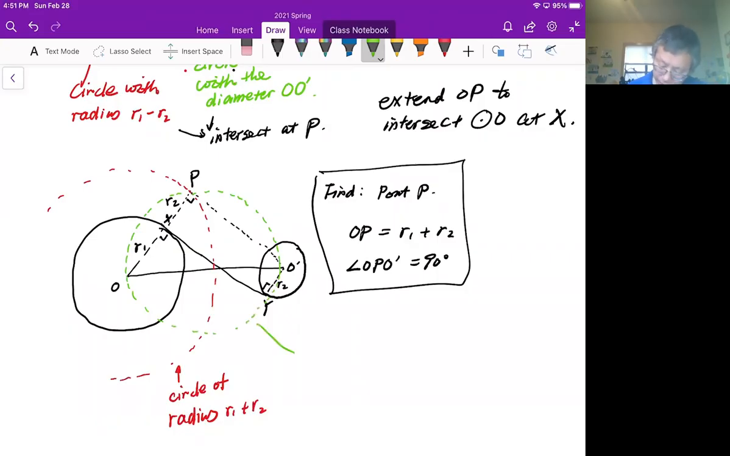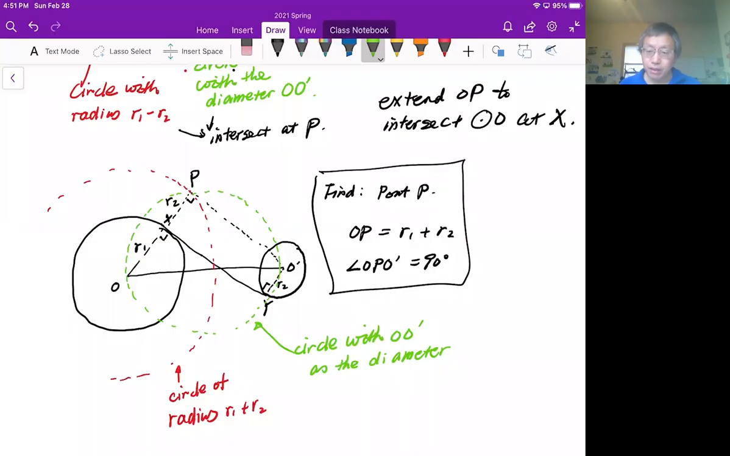So this is a circle with O and O prime as the diameter. And then we are done, right? The two circles intersect at P, right? And after that, I'm going to connect OP and intersect at the point X, right? So after I get the point X, then I can get the point Y by drawing the perpendicular line. Okay, again, I don't want to give too many details, so that's just the idea. Any question?